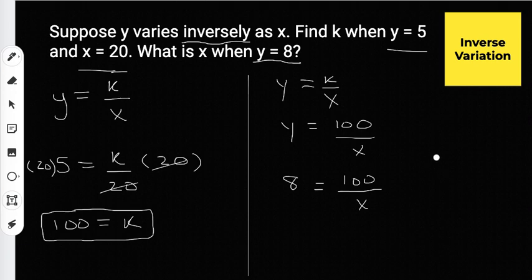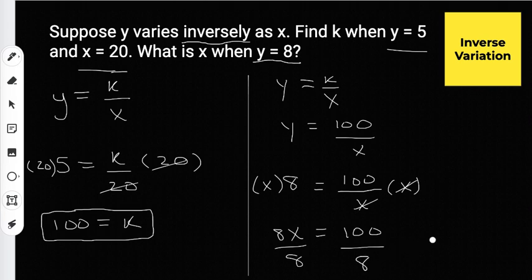So it asks us to figure out what x is. Since x is in the denominator, I'm going to multiply both sides by x. So I'm going to multiply the right side by x, and I'm going to multiply the left side by x. So I get 8 times x equals 100, and that's because the x's will cancel each other out. Now to get x by itself, all I need to do is get rid of this 8. Since I'm multiplying 8 times x, I'm going to divide both sides by 8.